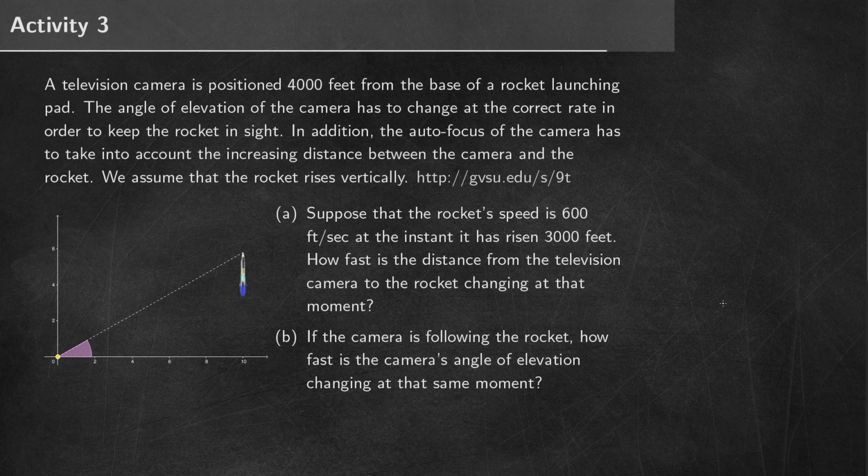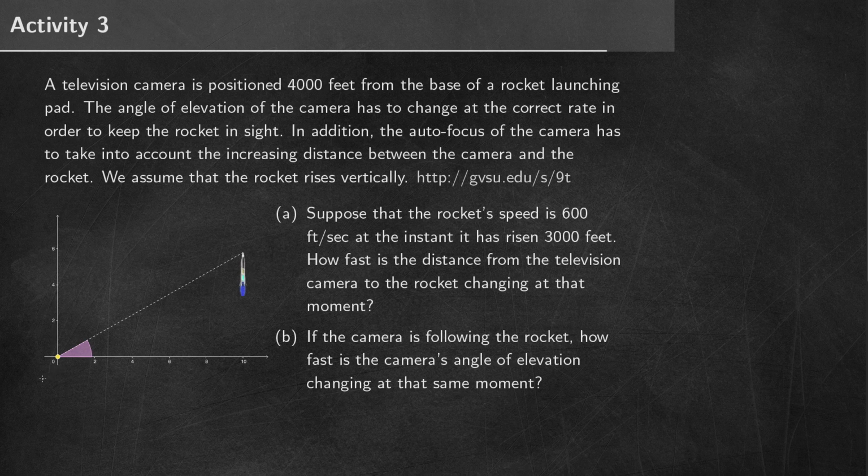Suppose the rocket's speed is 600 feet per second. At the instant it has risen 3,000 feet, how fast is the distance from the television camera to the rocket changing at that moment? So let's just focus on part A. Step 1 is to draw a picture and label the relevant information.